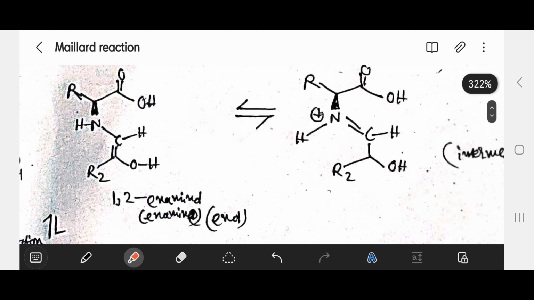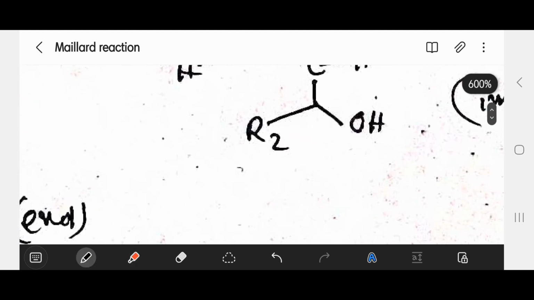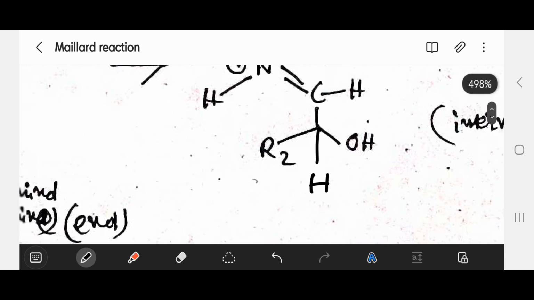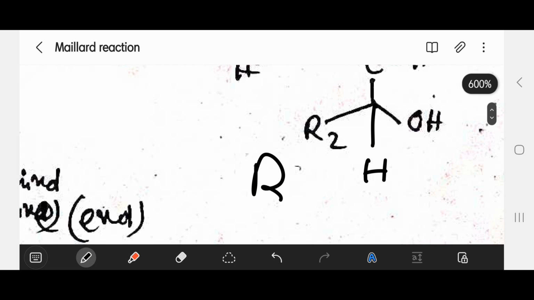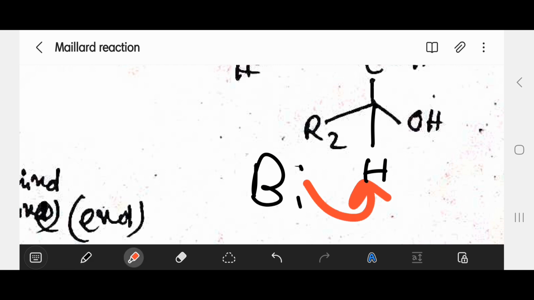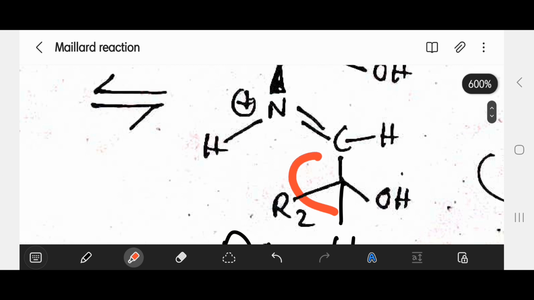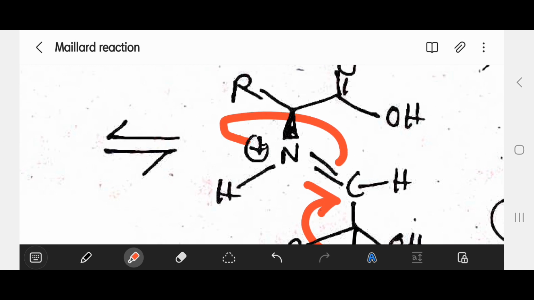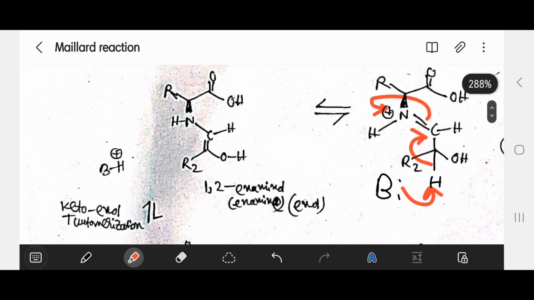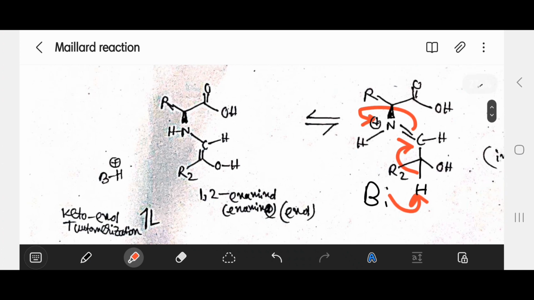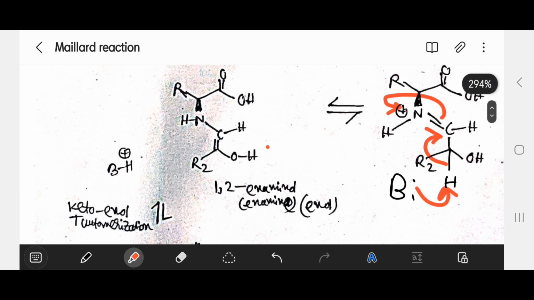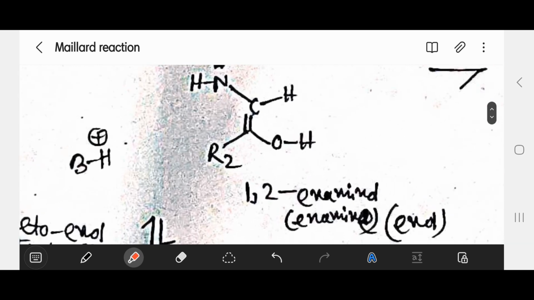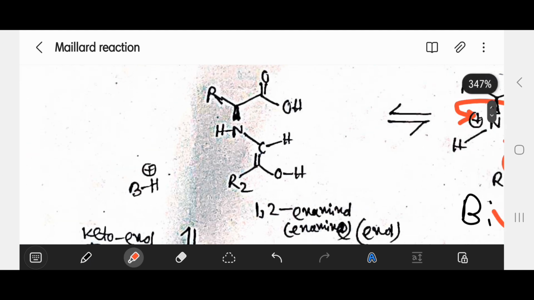Then what will happen? It has another proton over here, and we have the base here. The base will take this proton, this electron density will be pushed over to the carbon-carbon single bond, and it will become a carbon-carbon double bond, and this carbon-nitrogen bond will become a single bond, and the positive charge on nitrogen will be eliminated, and we will get this 1,2-enamine, which is an enamine or enol. Why enol? Because the OH is on a carbon-carbon double bond.